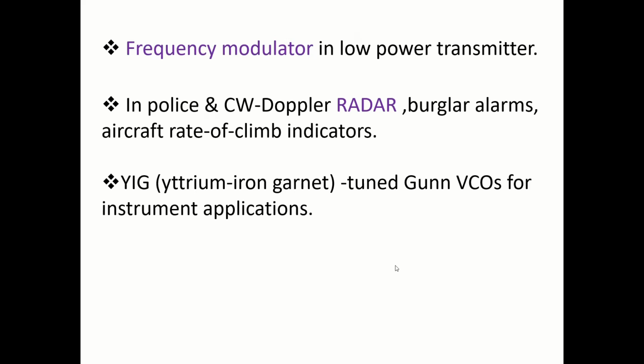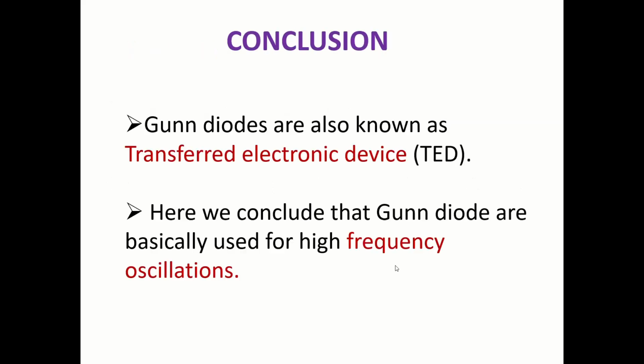So yttrium iron garnet, that is YIG, tuned Gunn voltage control oscillators for instrumentation amplifiers, so VCOs. We can say that Gunn diodes are also known as transferred electron devices, that is TED. Gunn diodes are basically used for high frequency oscillations, meaning whenever we want a radio frequency generator, then we can use a Gunn diode.